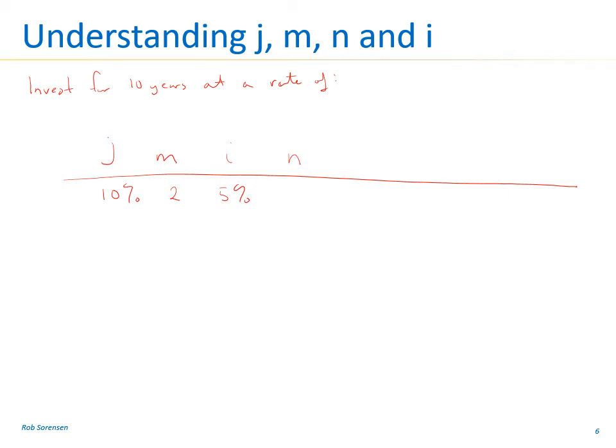Let's see. So I'm in there for 10 years, and I'm compounding twice a year. I'll get 20 opportunities or 20 compounding periods in that question.